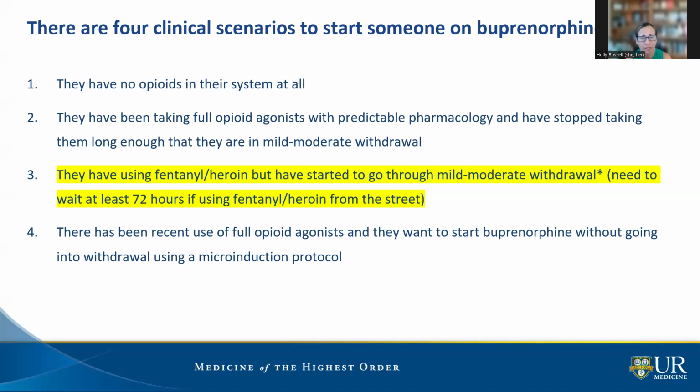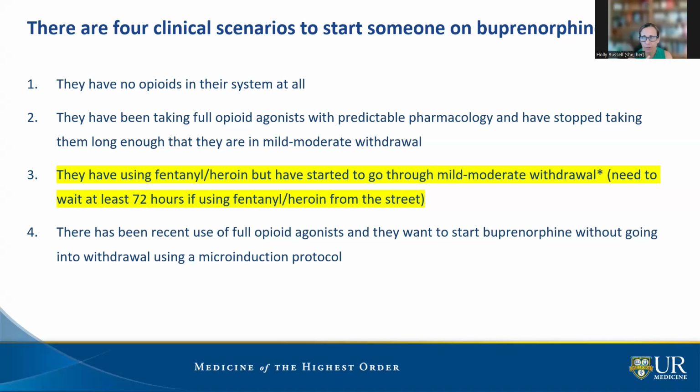However, if you have a patient that you know what they've been taking and it is something with predictable pharmacology, like something that has been prescribed, and they take it long enough so that they are in mild to moderate withdrawal. And if you remember from that COWS scale, what you would do is go through those elements and add them up and give them a score to see where they were, whether it was mild to moderate. Anything kind of on the moderate end would be fine.